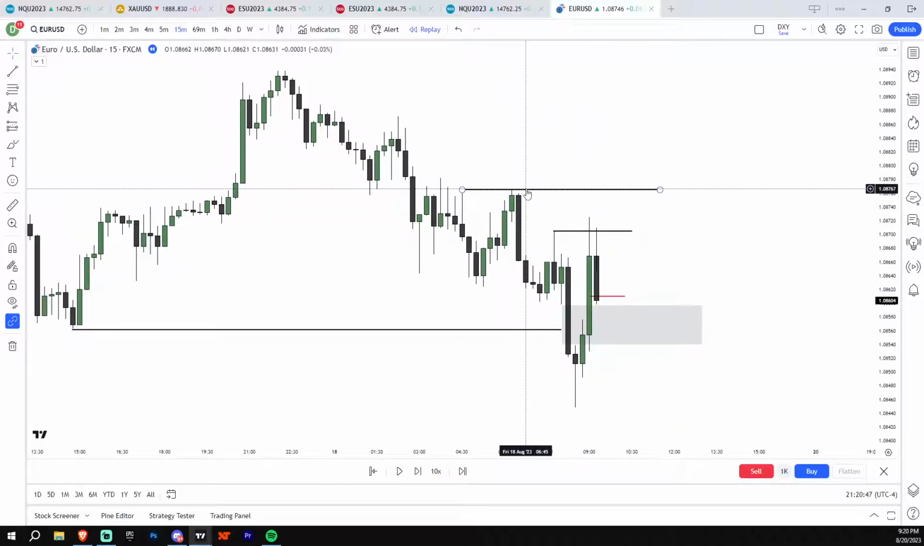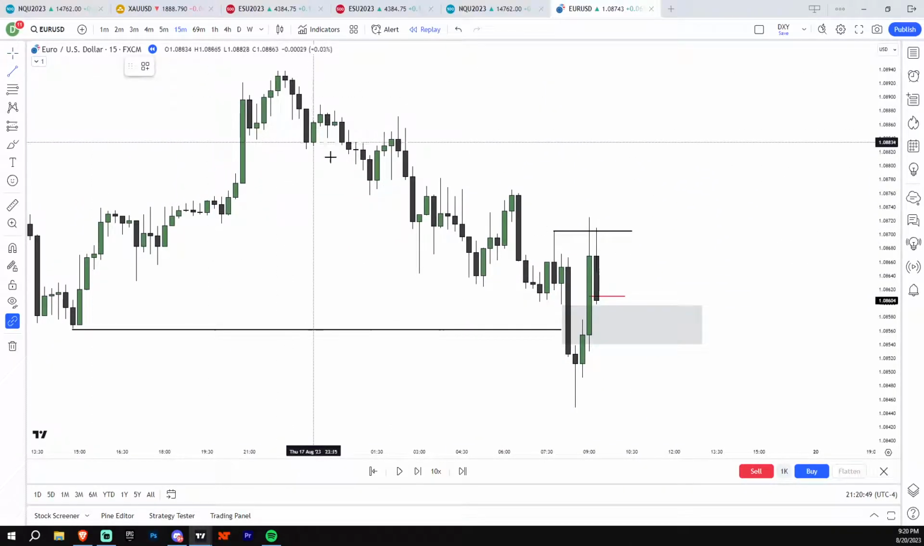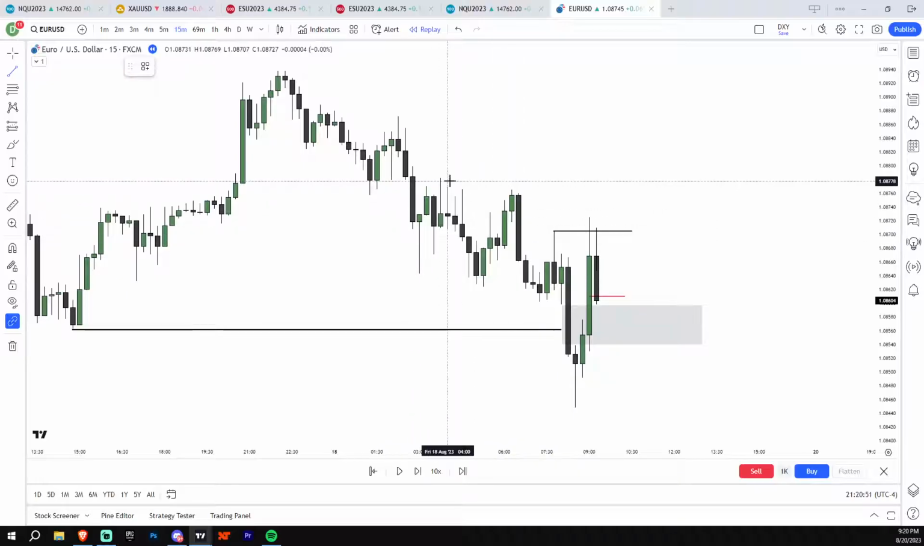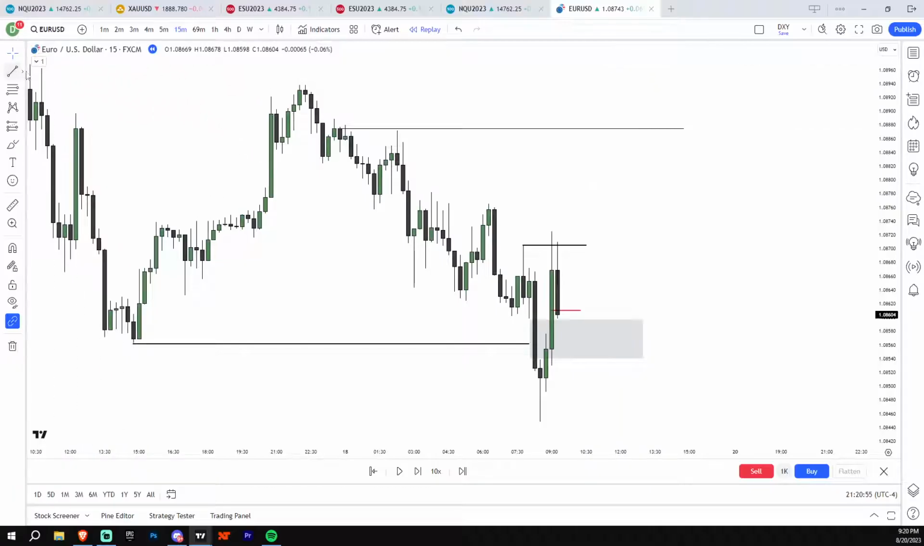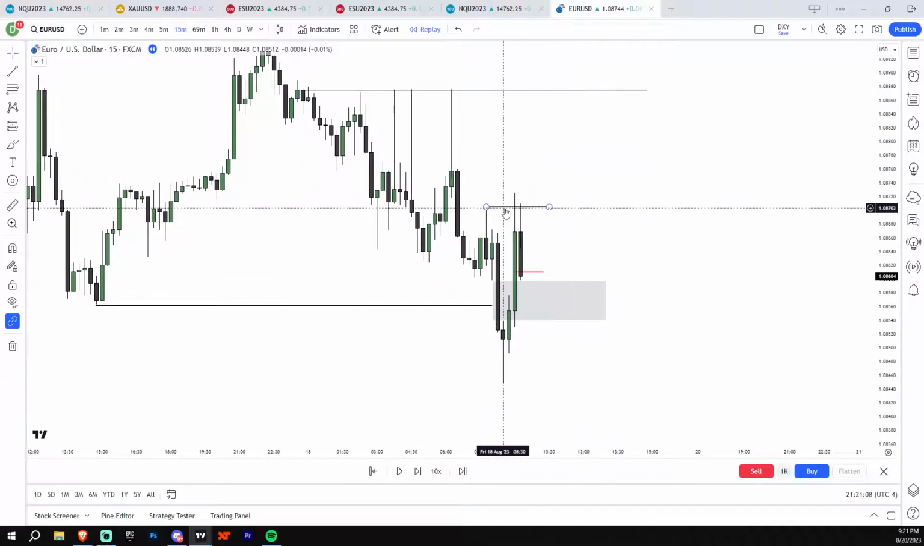Okay, and let's say there's like 5 perfect equal highs right here. Let's pretend there's 5 perfect equal highs right here. Let me just do this real quick. So let's say you see something like this, and we hit internal liquidity here.